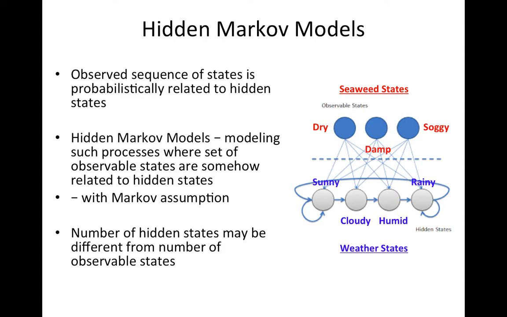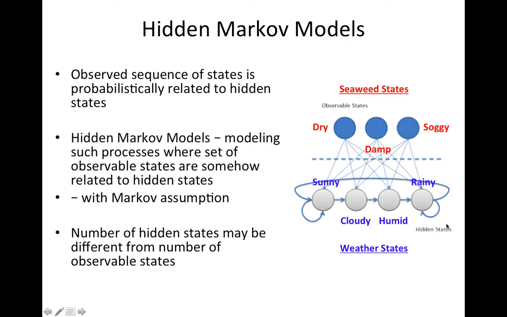But note that the number of hidden states may be different from the number of observable states. Okay, so there are two things here. The observable states could be dry, damp, and soggy. Okay, whereas the weather states could be sunny, cloudy, humid, and rainy. Right? I mean, there could be several states, and the observable state may be different from the actual hidden state.